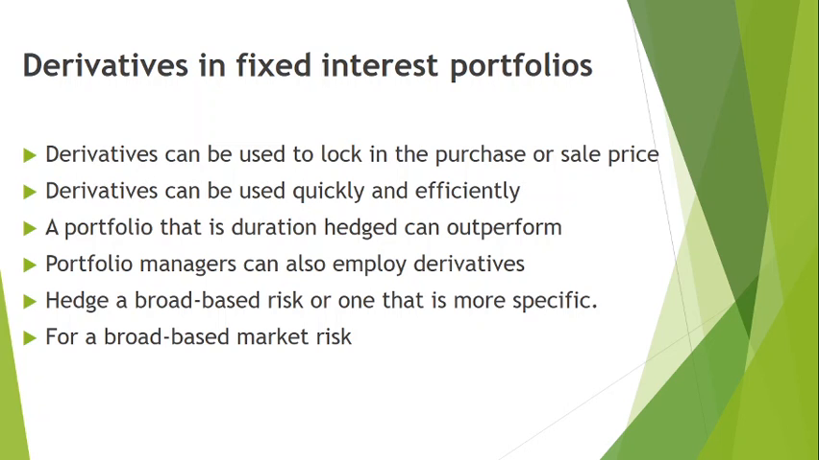during a credit cycle. The type of instrument used depends on whether the portfolio manager would like to hedge a broad-based risk or one that is more specific. For a broad-based market risk, futures contracts or options on futures can be a good instrument. On the other hand, for specific securities, a customized instrument is needed.